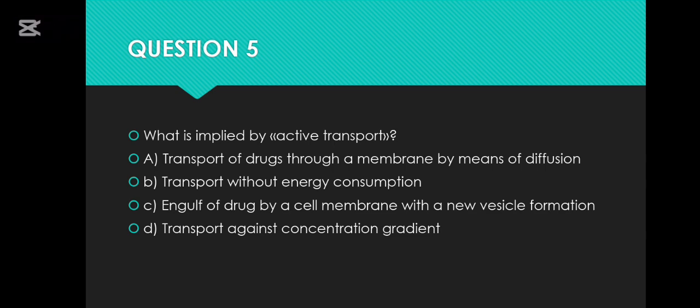So now let's check through the answers. A, transport of drugs through a membrane by means of diffusion. Now, this is wrong. B, transport without energy consumption. This is totally wrong. C, engulfing of a drug by a cell membrane with a new vesicle formation. This is active transport, but specifically transport under the membrane.